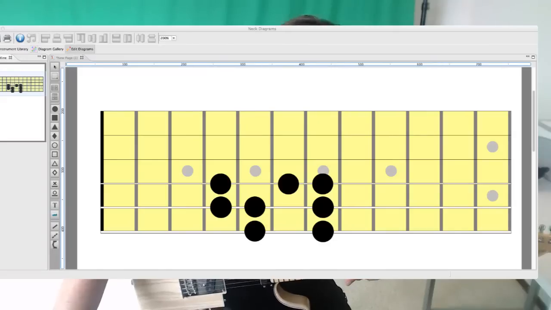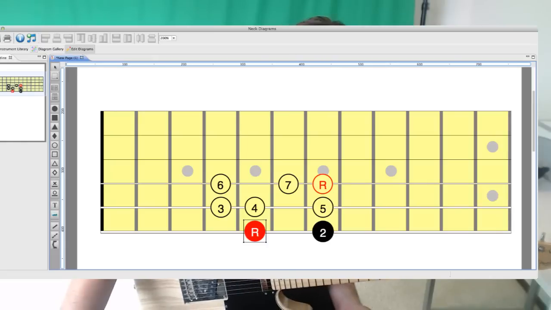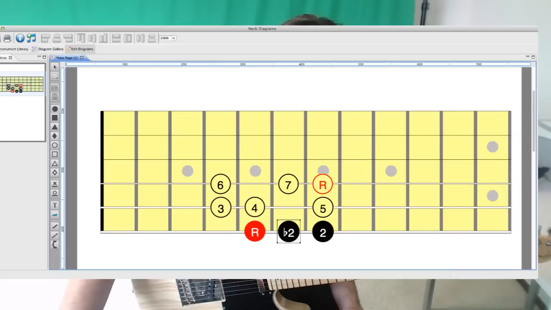Here's our diagram, and let's consider a major second. I said that all the intervals on that diagram are major. Right here we have a root. From the root to the major second, how do you make that major second a minor second? You're going to take that second and move it 1 fret lower.